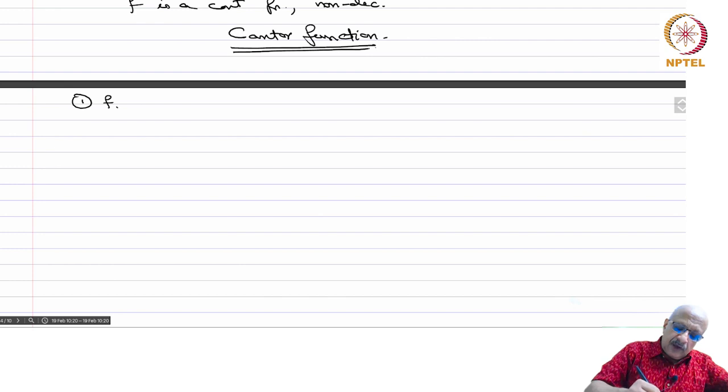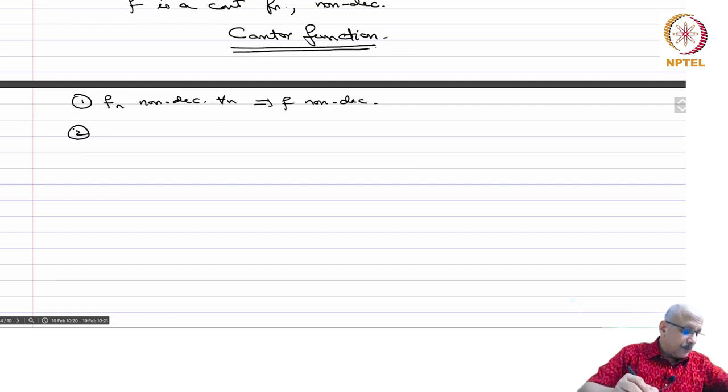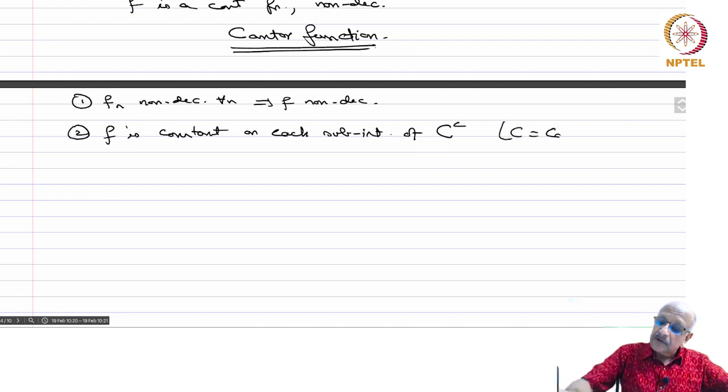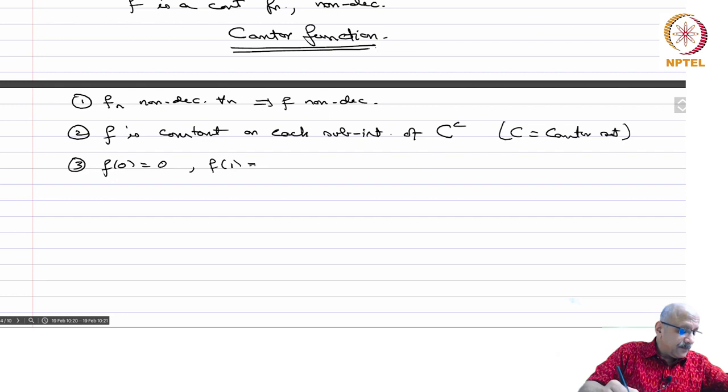So first, fn non-decreasing for every n implies f is non-decreasing. Second, f is constant on each subinterval of C complement, where C equals the Cantor set. We saw that once it's a constant, it's constant in fn all along, and these sets are precisely the middle third sets, and therefore they are the complement of the Cantor set. Okay. And then third, f of 0 is 0 and f of 1 is 1.